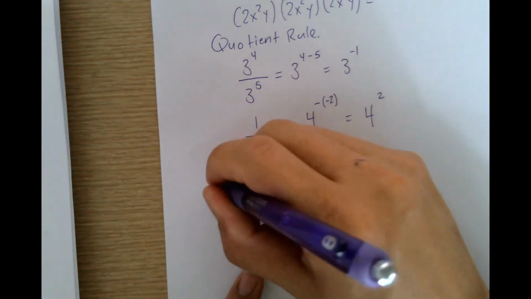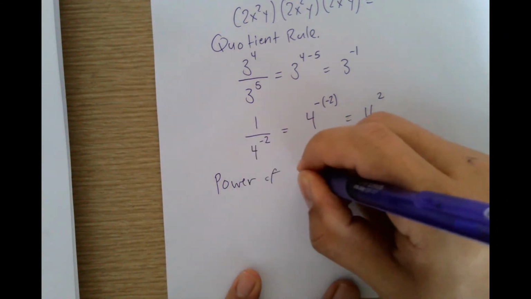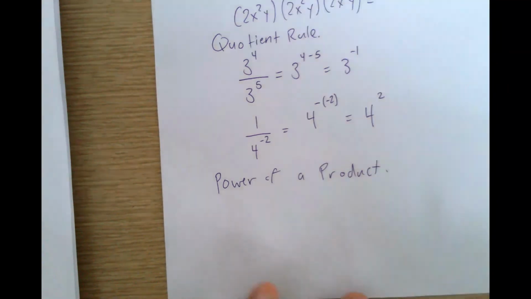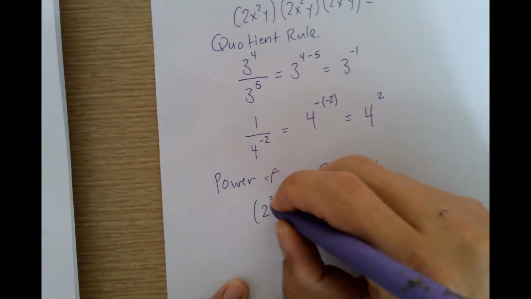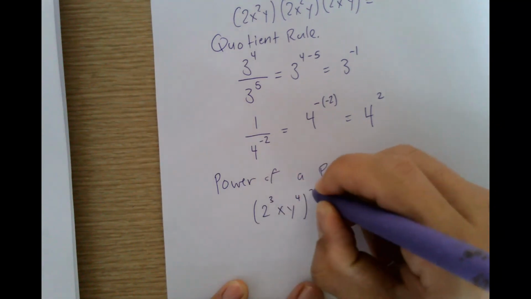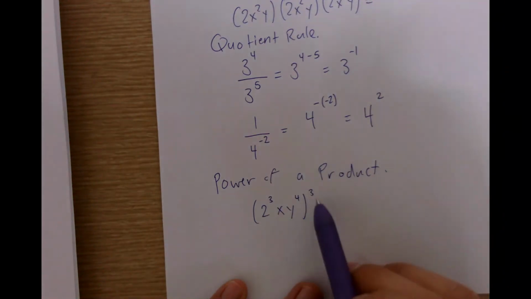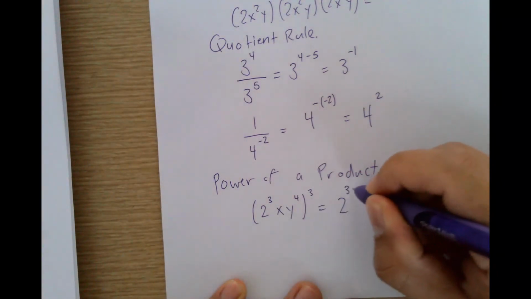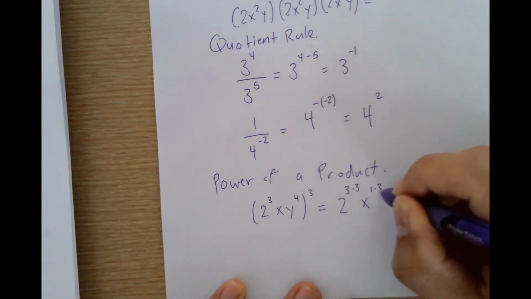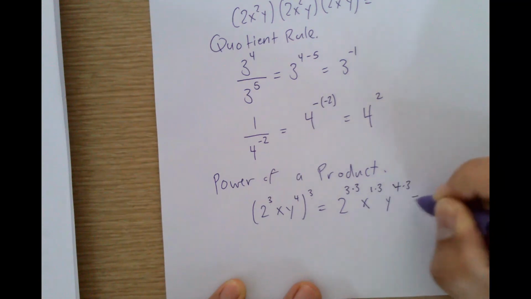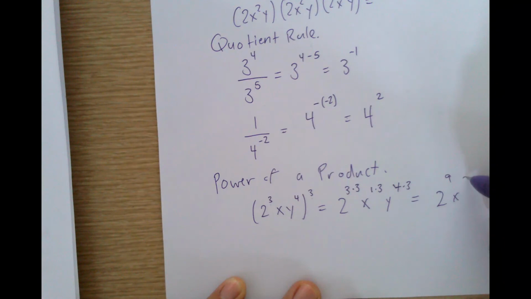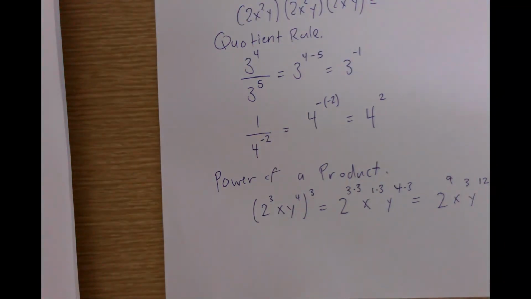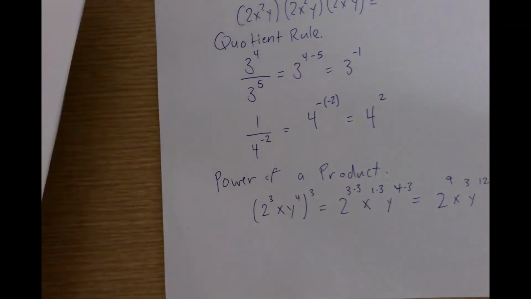Okay, we have power of a product. I think this is the rule that a lot of people are messing up. So let's say you're raising 2 to the third power, x, and y to the fourth power, all being raised to the third power. You're going to distribute this 3 to each one of their exponents, and you're going to multiply each one. So this would be 2 to the third times 3, x to the first times 3, y to the fourth times 3. So you would get 2 to the ninth power, x to the third power, and y to the 12th power. Okay, so if it's in parentheses, you're going to raise everything inside the parentheses, and you're going to multiply each one of the exponents. Okay, so that's power of a product.